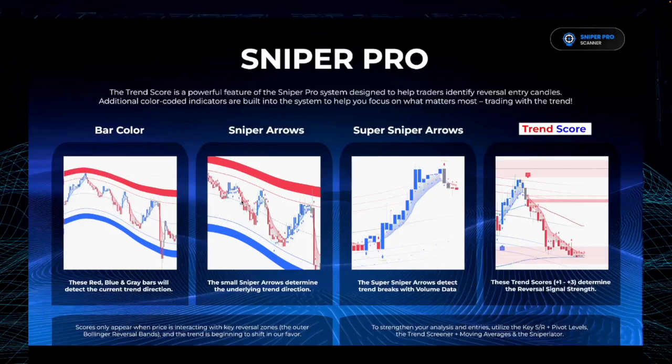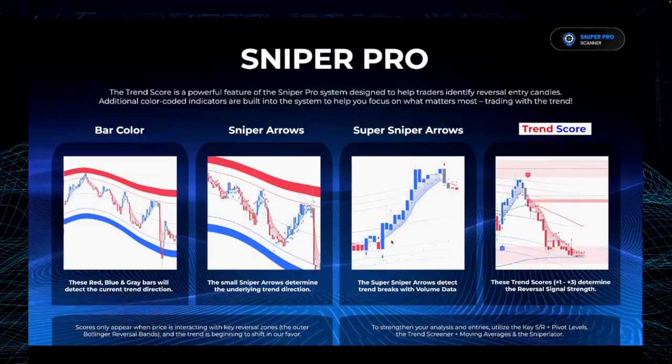Then we have our sniper arrows, and our sniper arrows are another underlying sniper tool that will help you understand the current direction of the trend. You see here how you have red bars and blue arrows. That's not what you're looking for. You want to look for blue bars and blue arrows. That's where the magic is going to happen.